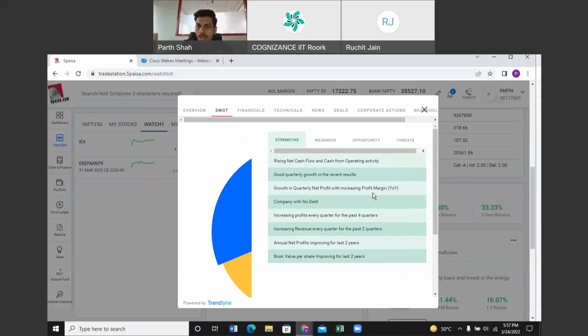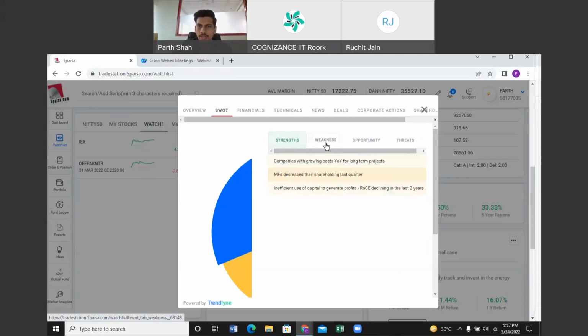Year on year, the profit margin, net profit margin are increasing. So growth in quarterly net profit margin with increasing profit margin year on year. Again, a good sign. Similarly, you have seen that book value per share has improved over the last 2 years. These all are good signs to look at. Then you can see the weakness. What is the probable weakness which would stop you from investing in this company? So you can see the mutual funds decreased their shareholding.